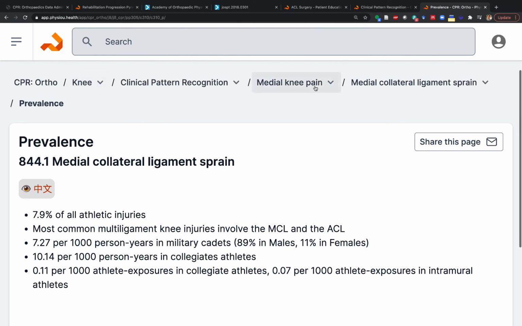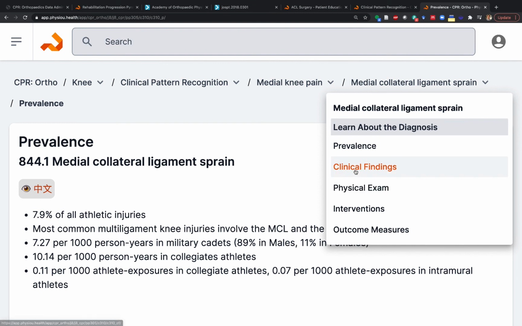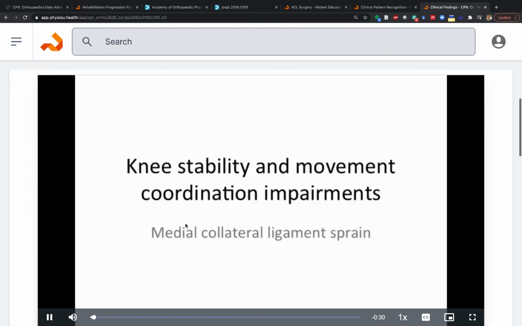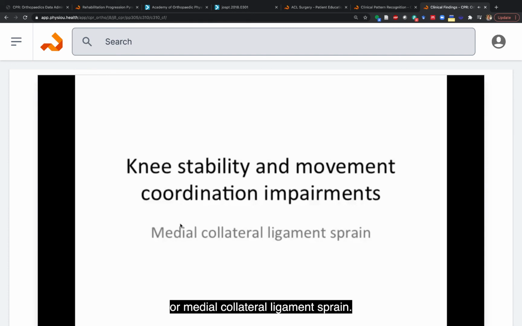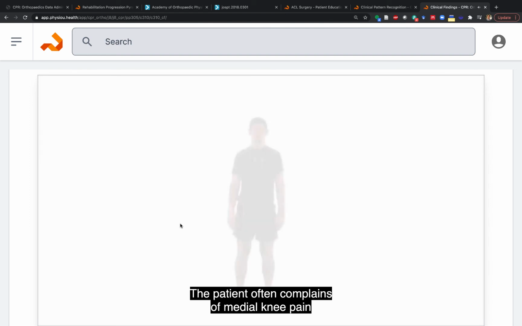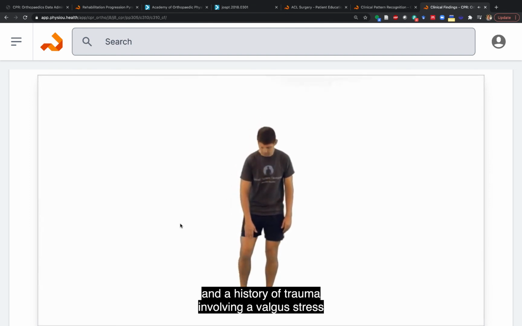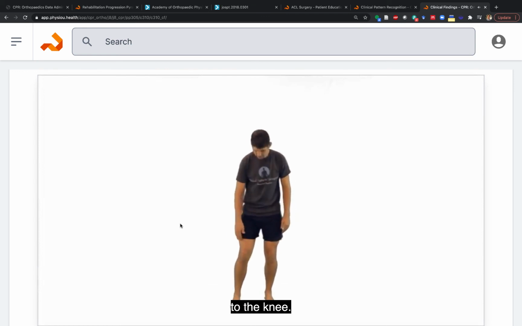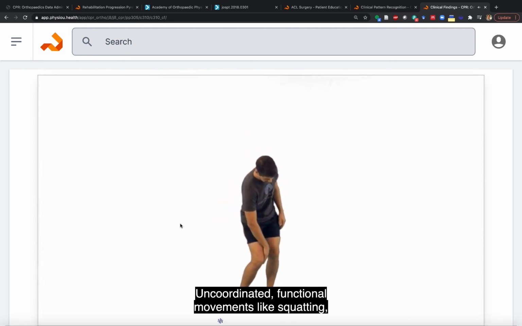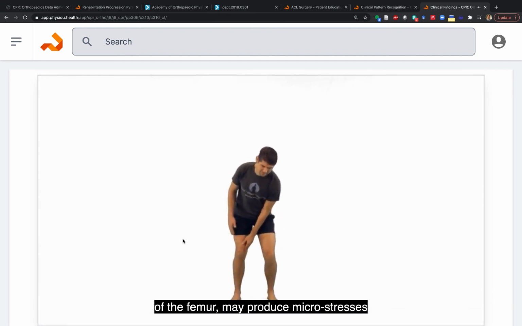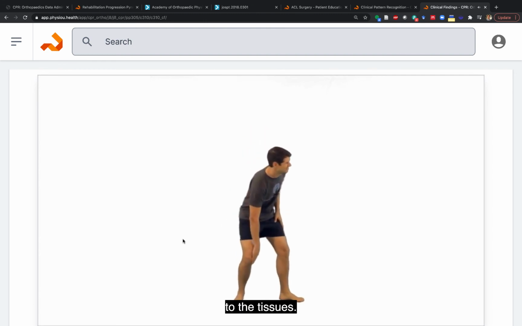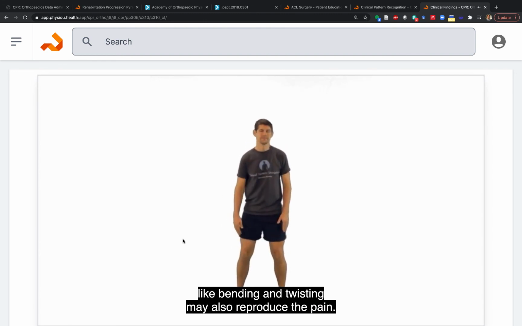Now, if I move into the clinical findings, let's take a look at how these patients present. Knee stability and movement coordination impairments, or medial collateral ligament sprain. The patient often complains of medial knee pain near the joint line and a history of trauma involving a valgus stress to the knee. Uncoordinated functional movements like squatting, where you note excessive adduction and internal rotation of the femur, may produce microstresses to the tissues. Movements that may strain the affected ligament, like bending and twisting, may also reproduce the pain. Okay, so those are your findings.